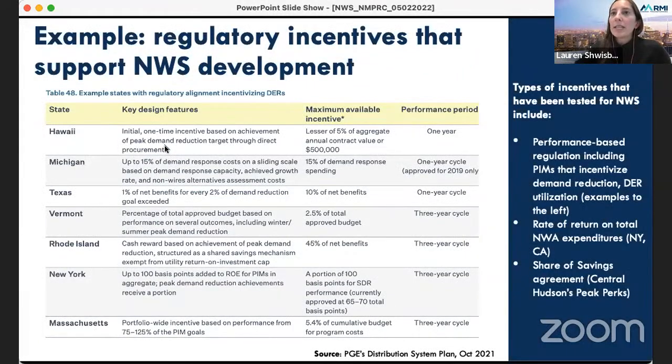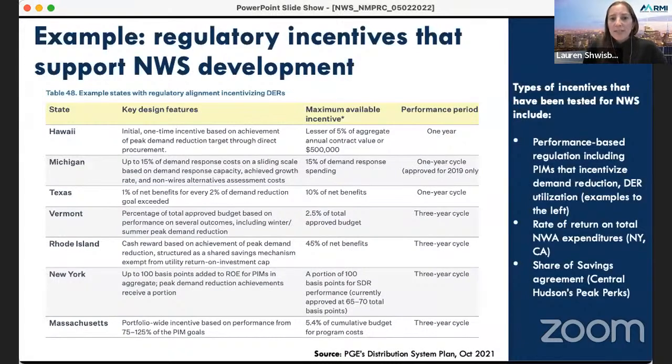So doubling down on the incentives piece, the range of incentives that have been used and tested for non-wire solutions is pretty wide. This table here is really a reference, is incentives that are focused broadly on deploying DERs or utilizing DERs to achieve goals like peak reduction. So this is similar to performance incentives around energy efficiency, which have been around in states for many decades, but there's really many states now that are offering more specific performance incentives for DER utilization or DER deployment.